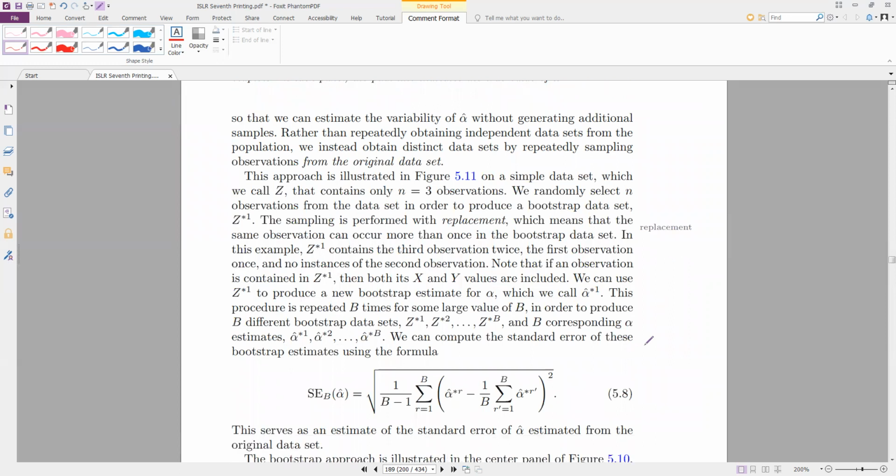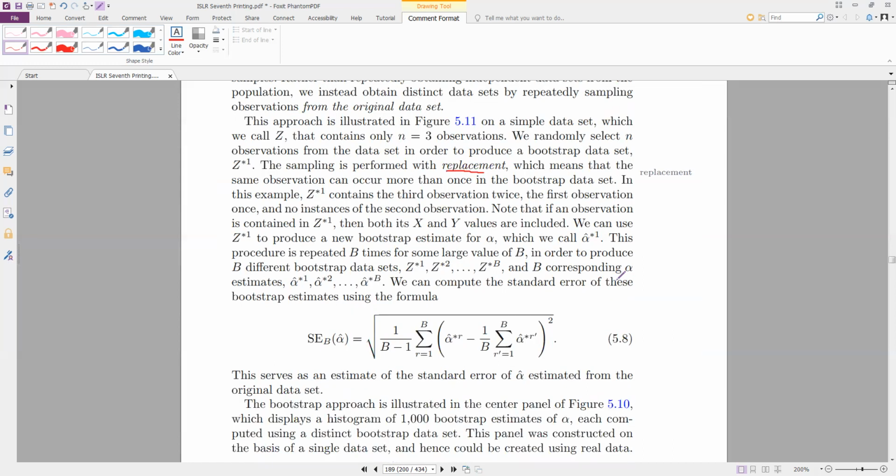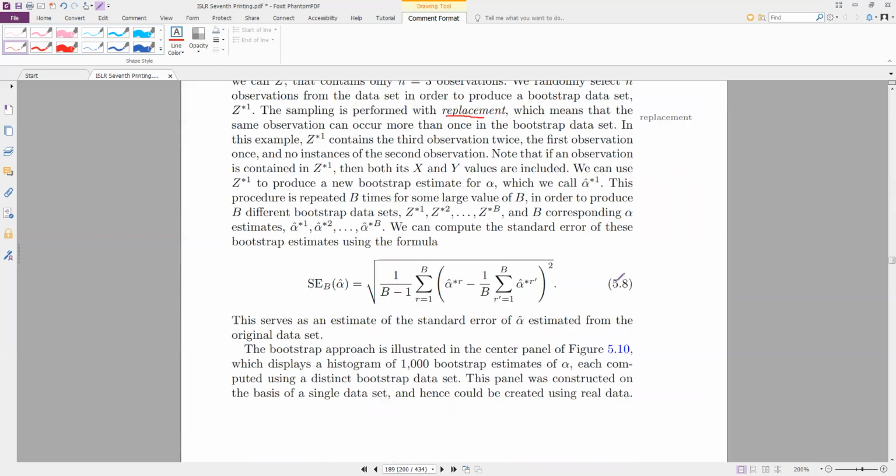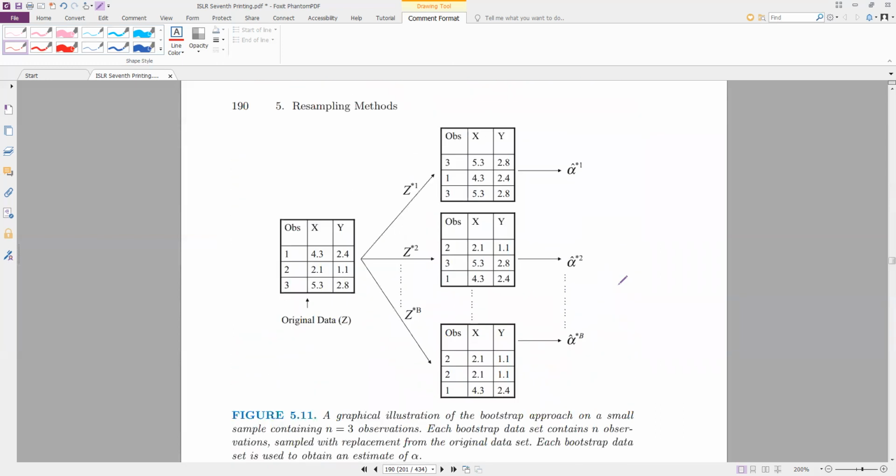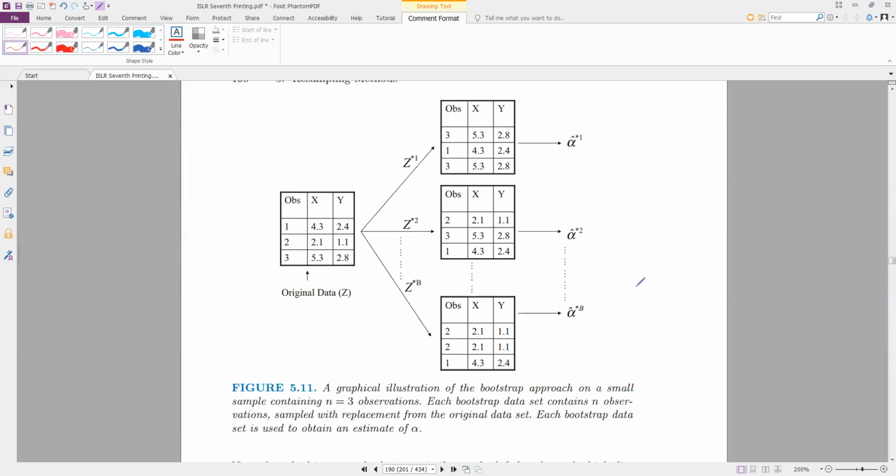So I said that you can compute standard errors. You can compute the variance of these estimates. The sampling is assumed to be performed with replacement, and you get those estimates of how much variability you have around the parameter you're estimating. So this is a really nice figure. It's a really good figure to show, on a very small scale, what bootstrapping actually is. So there's your original data.